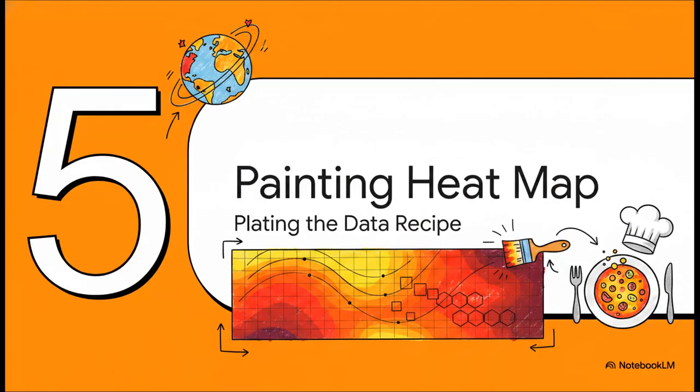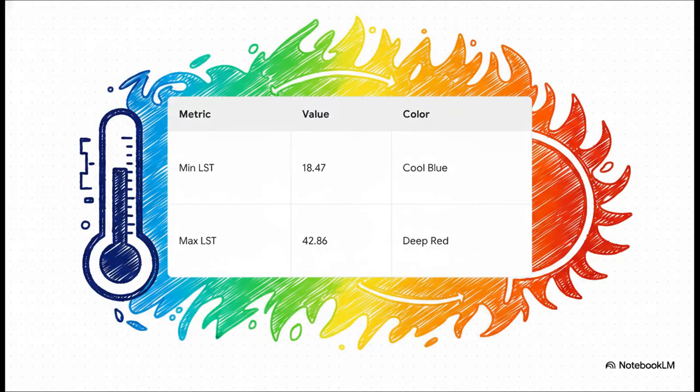And finally, Section 5, Painting the Heat Map. Let's plate this data recipe and serve up the final visual. The visualizer takes our lowest calculated temperature, which was 18.47 degrees Celsius, and paints it with cool blue hex codes. Then it maps our absolute maximum temperature of almost 43 degrees, 42.86 to be exact, to scorching red hex codes, generating a whole gradient of greens, yellows, and oranges in between.